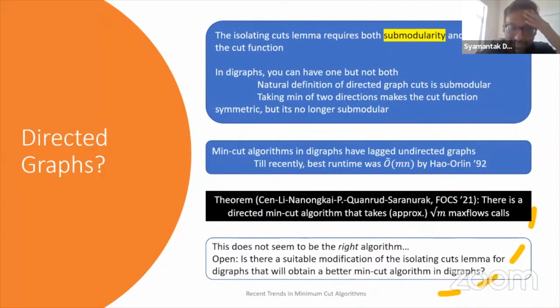Okay, I have a kind of high level question. Do you feel that the isolating cuts lemma could be useful, let's say in the regime of approximation algorithms, either to speed up some existing approximation algorithm, or maybe even to break some of the open questions? So I guess the question is what kind of problem.